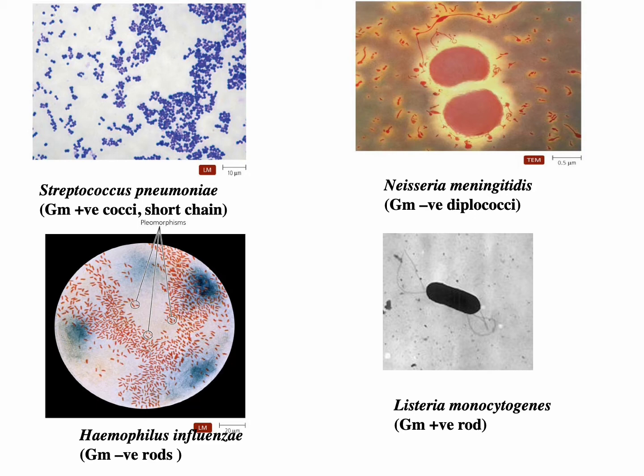And you can see in the Listeria micrograph there are hair-like structures coming out from the 2 ends of the cell. Those hair-like structures are flagella. So you can see the flagella quite clearly. This is a motile organism that can use these flagella to swim about.